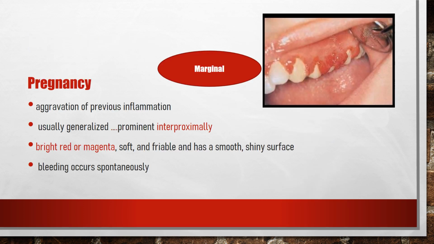Pregnancy-related gingival enlargement. Firstly, we are going to mention marginal gingival enlargement. This is mainly due to the aggravation of previous inflammation. It usually occurs generalized, and it is more prominent interproximally. You can see the interproximal region is very prominent, and it appears bright red or magenta, soft and friable, with a smooth shiny surface. Bleeding occurs spontaneously or on slight provocation. So this is marginal gingival enlargement.